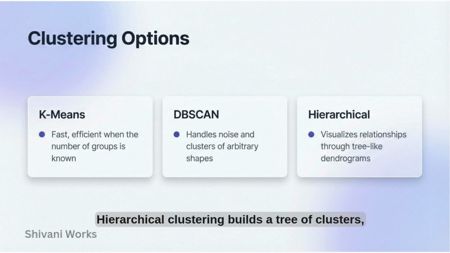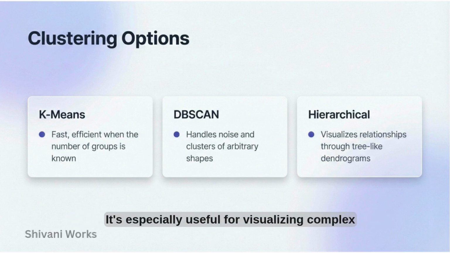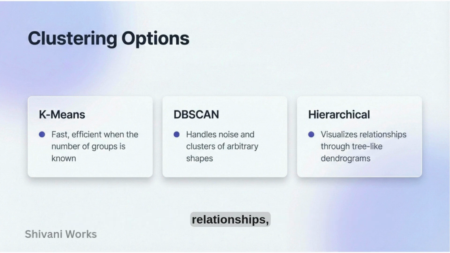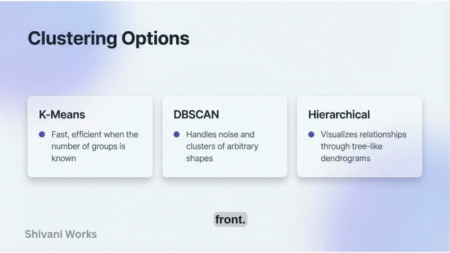Hierarchical clustering builds a tree of clusters, called a dendrogram. This method helps you see how data points are related at different levels of similarity. It's especially useful for visualizing complex relationships and doesn't require you to choose the number of clusters up front.